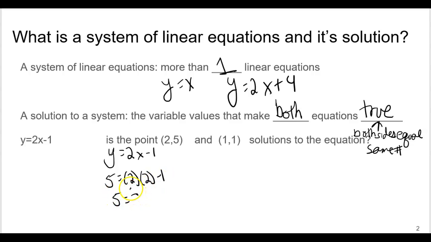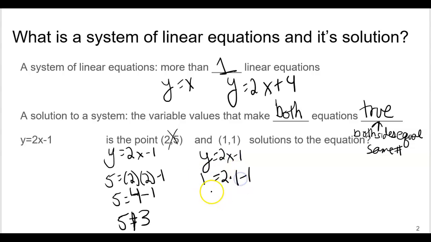4 minus 1 is 3. And 5 does not equal 3. So this is not true, so this is not a solution. I can do the same with the (1, 1). Everywhere I see a y, I'm going to put a 1, and everywhere I see an x, I'm going to put a 1. That's true. So this is a solution.